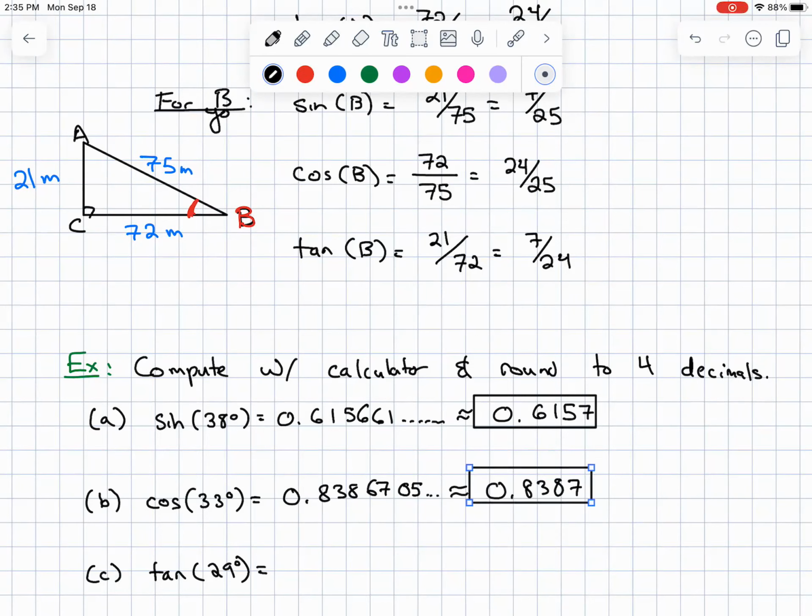And then tangent of 29 degrees is 0.554309 on and on forever. So rounding to the nearest 4th decimal place, looking to the right, 0, so that's less than 5. So we'll round down to 0.5543.